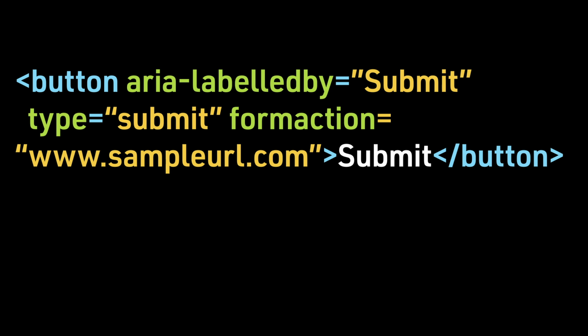Button opening tag. aria-labelledby equals "submit" in quotation marks. type equals "submit" in quotation marks. formaction equals "URL" in quotation marks. Submit, button closing tag. In a case where the text is visible, then you would use the attribute aria-labelledby instead.